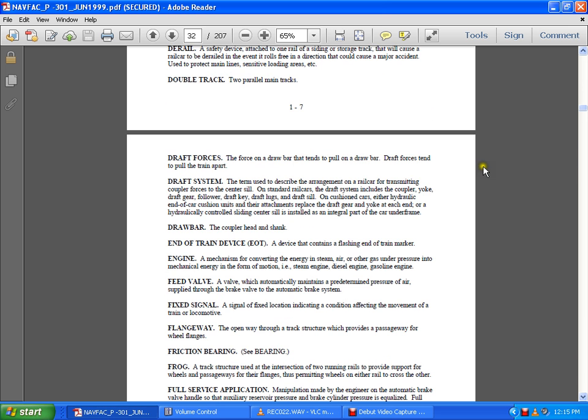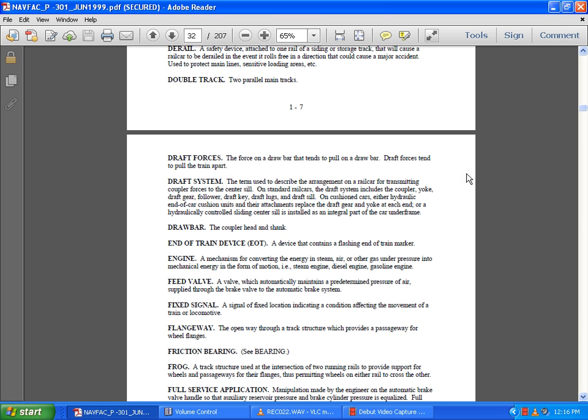The engine mechanism is converting energy into steam, air, and other gas under pressure into mechanical energy in the form of motion of a steam engine, diesel engine, or gasoline engine. The feed valve automatically maintains a predetermined pressure of air through the brake, that automatically brakes, fixed signals and signal fix indication of condition affecting the movement of the train and locomotive.